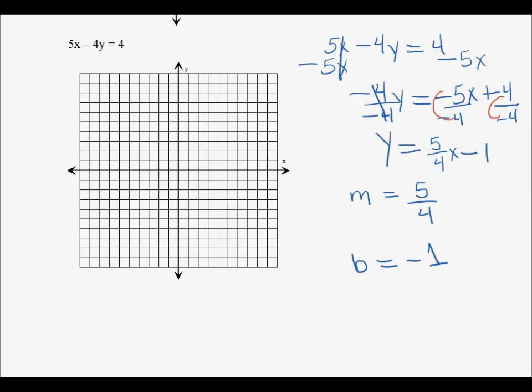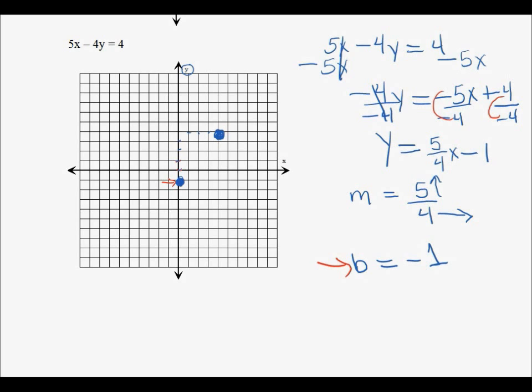So once again, same old, same old. I know I want to plot the y-intercept first. So on my y-axis, I move down to negative 1. On the y-axis, that's my first point. And then I use my slope to find another point. I'm going to move up 5 units and to the right 4 units. So I start at the y-intercept where my first point is, and I move up 1, 2, 3, 4, 5, and then over 1, 2, 3, 4, and that's where my next point would be.